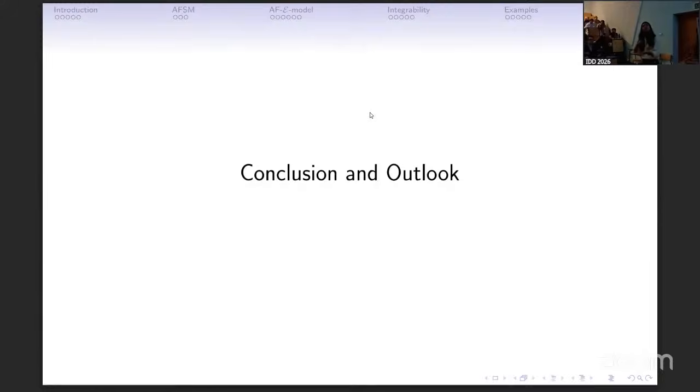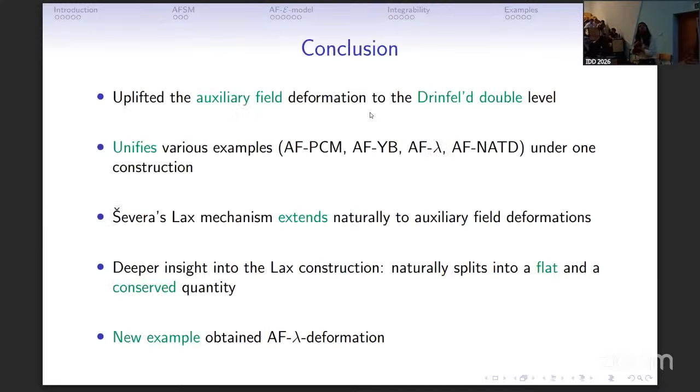So to quickly conclude what I was talking about, we see that we can actually uplift the auxiliary field deformation to the Drinfeld double level. This unifies all the different models that have come up in the past 2 years. The Chevalley mechanism can be extended, and not just the extension, but it gives a deeper insight. It's not a guess at what these flat and conserved quantities are supposed to be. It comes out of the construction, it directly gives you that. And we also have a new example, which is the auxiliary field deformed lambda model case.